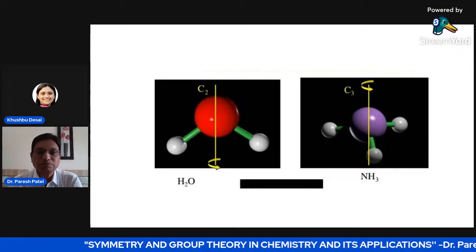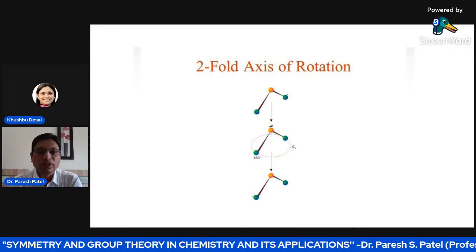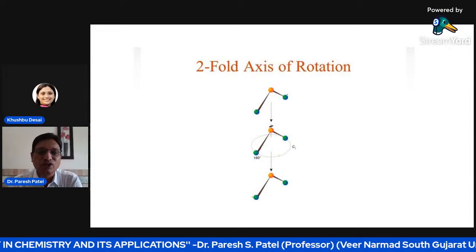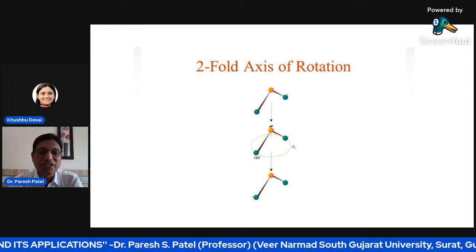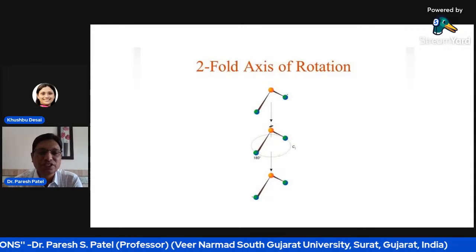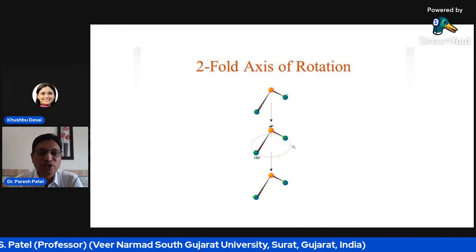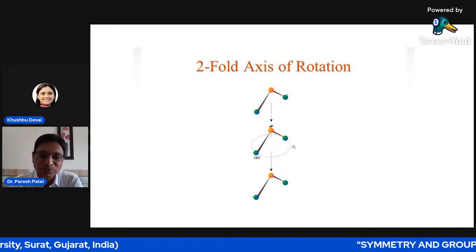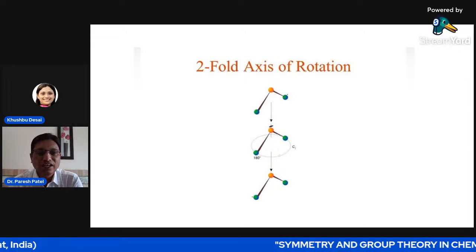Next, please. Now, this is two-fold axis of rotation. We already discussed that in water molecules. This is the imaginary axis, and with the help of this imaginary axis, if you rotate these molecules along this imaginary axis around 180 to get the equivalent orientation positions.